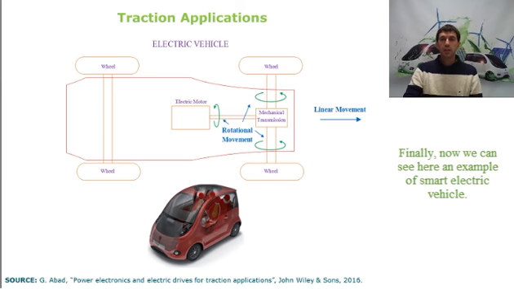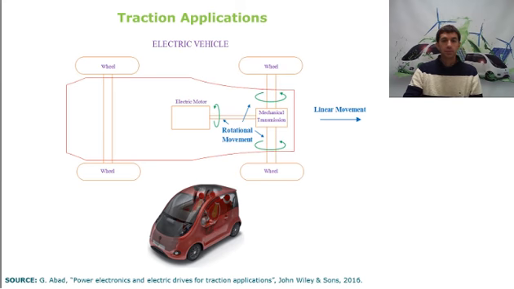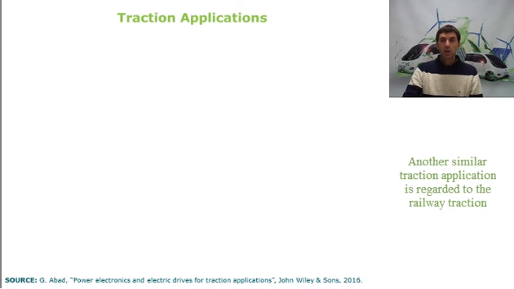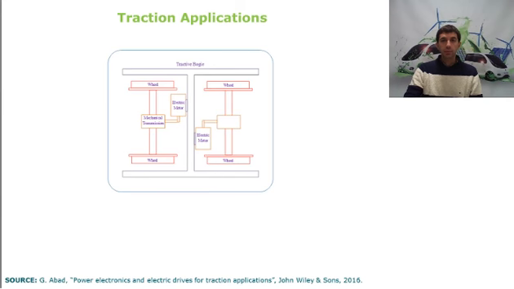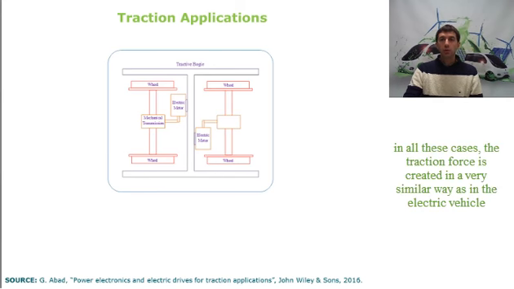Finally, we can see here an example of a smart electric vehicle. Another similar traction application is rail traction. There we can find locomotives, trains, trams, and so on. In all these cases, the traction force is created in a very similar way as in an electric vehicle.